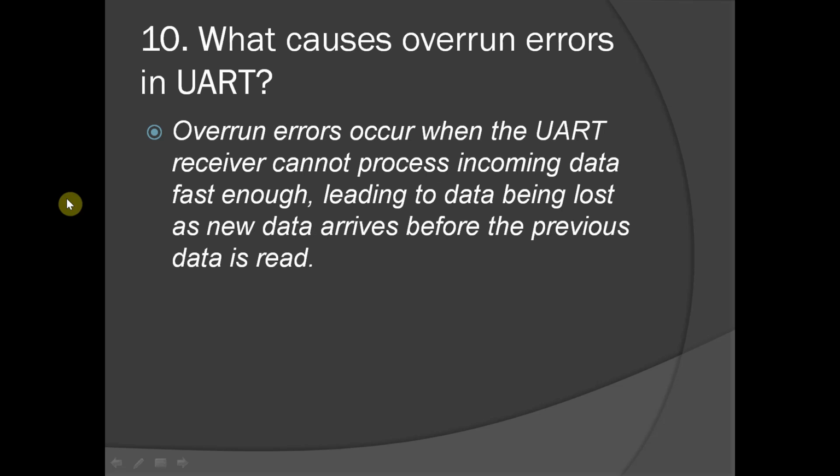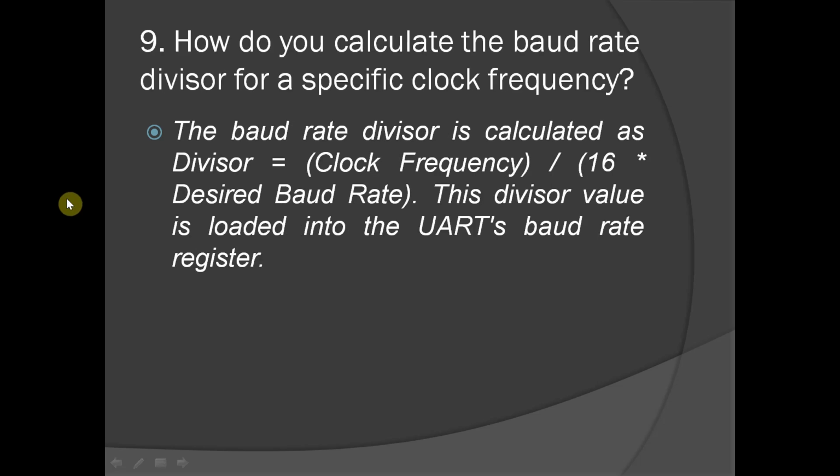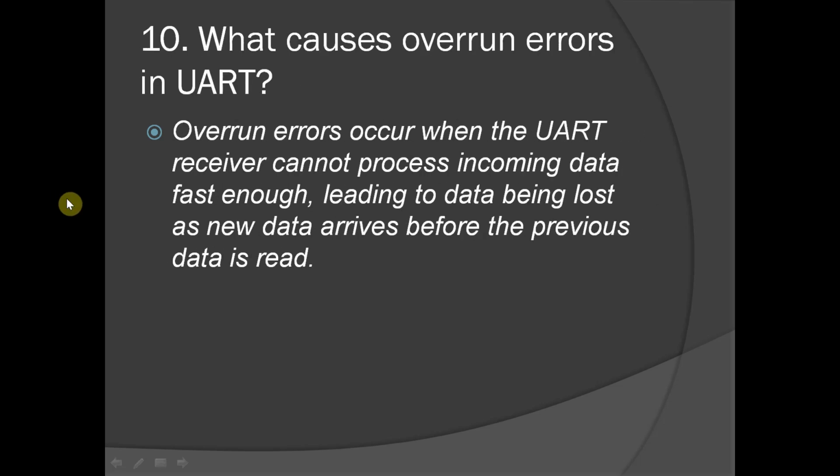Next, what causes overrun in UART? We are discussing this only. So overrun occurs when the UART receiver cannot process the incoming data fast enough, leading to data being lost as new data arrives before the previous data is read. This is the overrun condition, when the receiver is not fast enough and the transmitter is very fast.